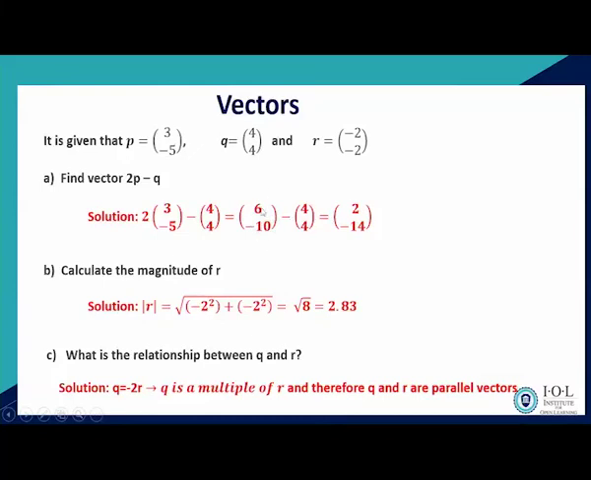Subtracting the vectors, you subtract them component by component: the top component minus the top component, 6 minus 4 is 2, and also the bottom components, negative 10 minus 4, that is negative 14. For the magnitude, you need to remember the formula, which is the square root of the x component squared plus the y component squared. And this is what happened here for us to find the magnitude of vector R.